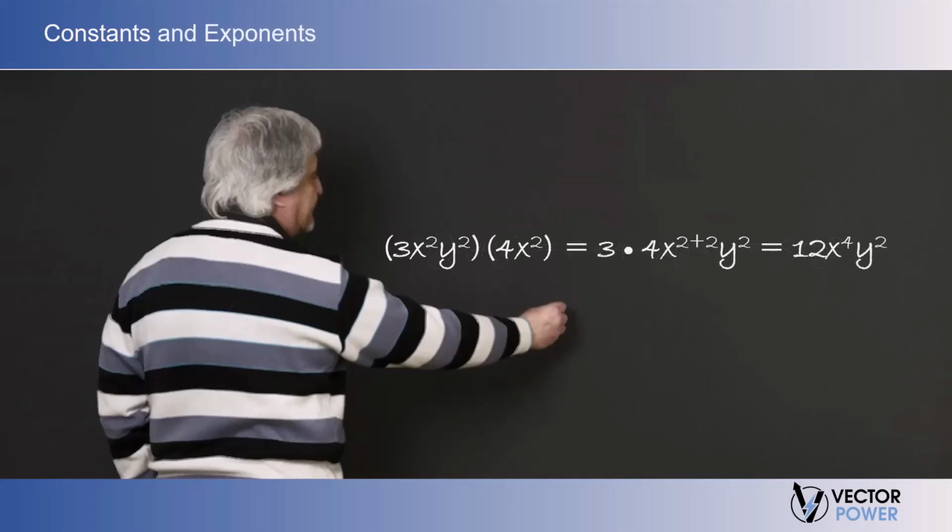Here's a more complicated example with constants and exponents. So, 3 times x squared times y squared times 4 times x squared. That would equal 3 times 4 times x squared plus 2 times y squared, which would equal 12 x to the 4th y squared.